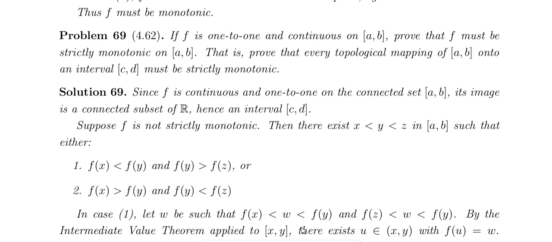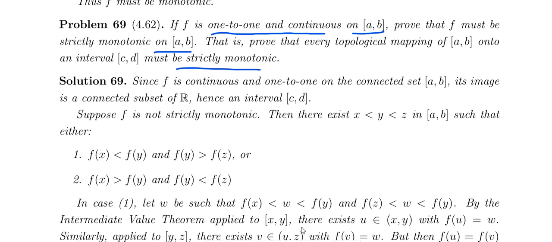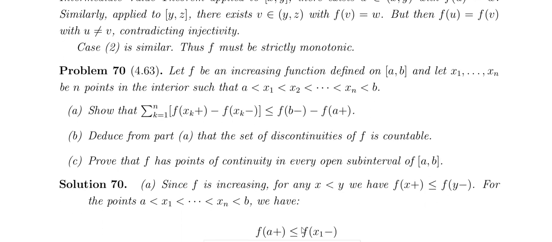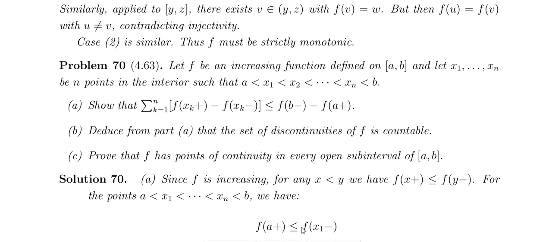If f is one-to-one and continuous on the closed and bounded interval [a, b], then f must be strictly monotonic on the closed interval [a, b]. Okay, one-to-one and continuity is enough; that is called strictly monotonic on the closed interval [a, b]. That is, every topological mapping of [a, b] onto the interval [c, d] must be strictly monotonic. This is a very important result based on the monotonic function.